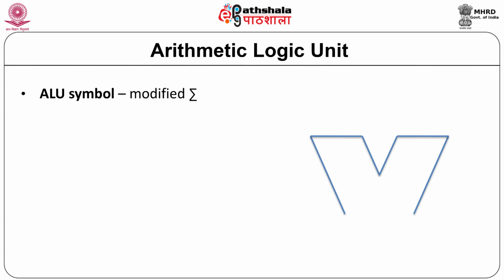The basic symbol of ALU is a modified version of the summation symbol. The CPU of the computer loads data from input registers to an ALU. The control unit of the processor tells ALU what operation to perform on that data. After the operation, the control unit transfers the result of the ALU into the output register.